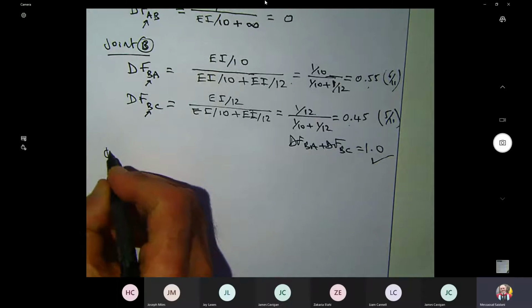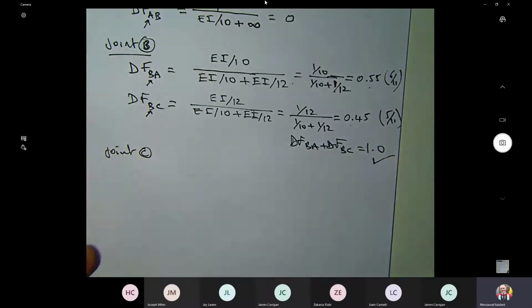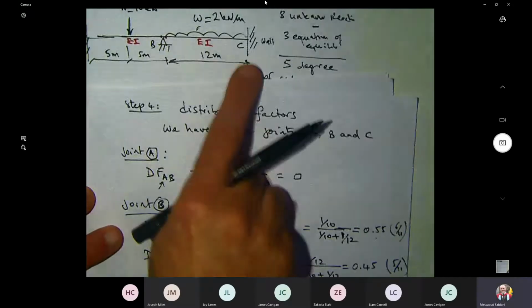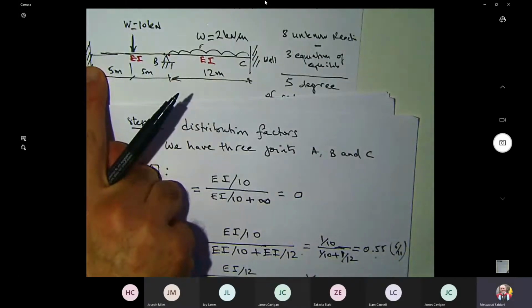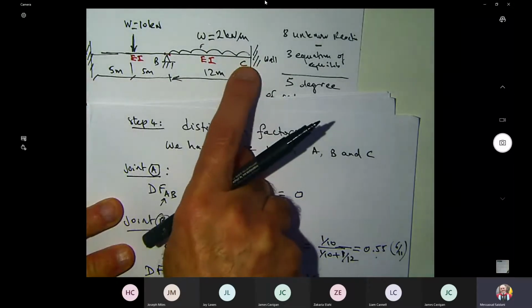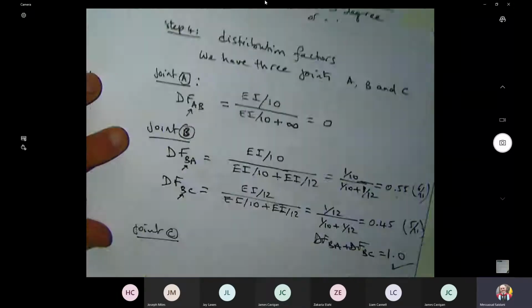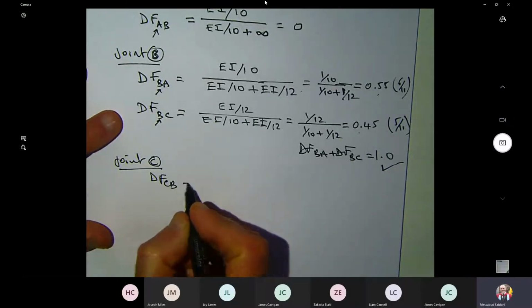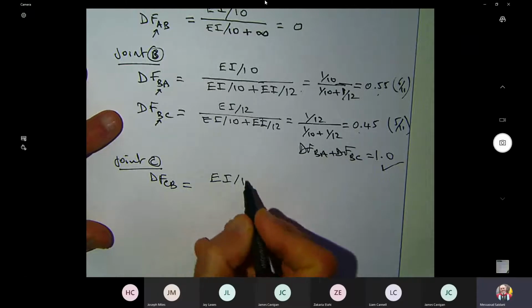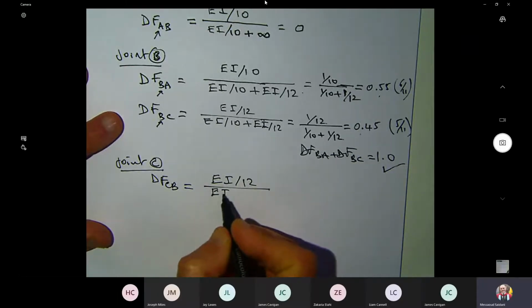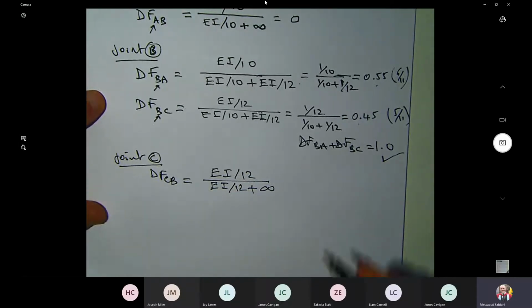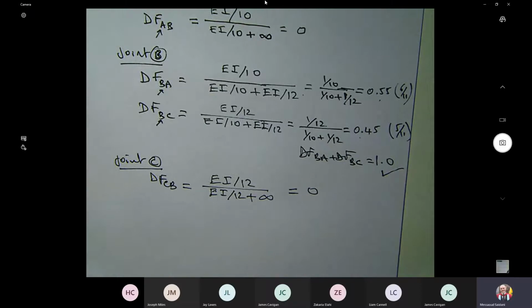Moving on to joint C, the final joint. Well, joint C is really the same as joint A, isn't it? It's fixed, and there is only one member and the wall on the other side, so it will be exactly the same. So DFCB will be EI over 12 divided by EI over 12 plus a very large stiffness for the wall, which gives 0 as well.